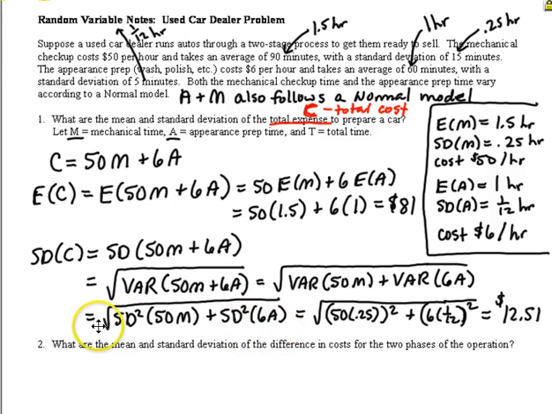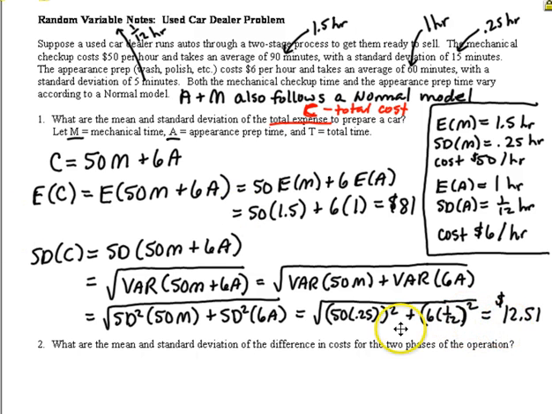Well, we know that the standard deviation of 50 times M is just 50 times the standard deviation of M. So that's 50 times 0.25, which is the standard deviation for the mechanical prep time, 15 minutes. The whole thing squared, and 6 times 1/12, which is the standard deviation for the appearance prep time, 1/12 of an hour, 5 minutes, and then we square that and we get 1251.